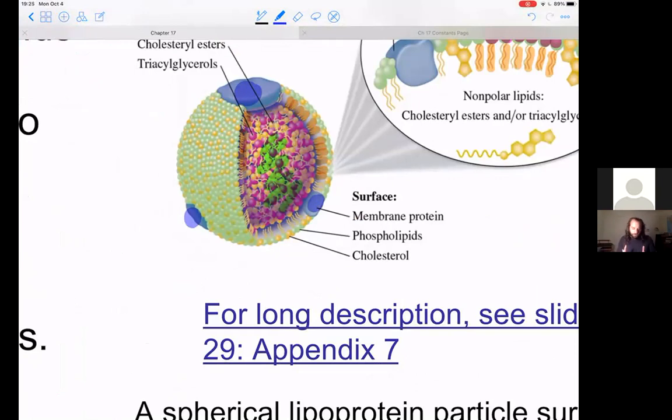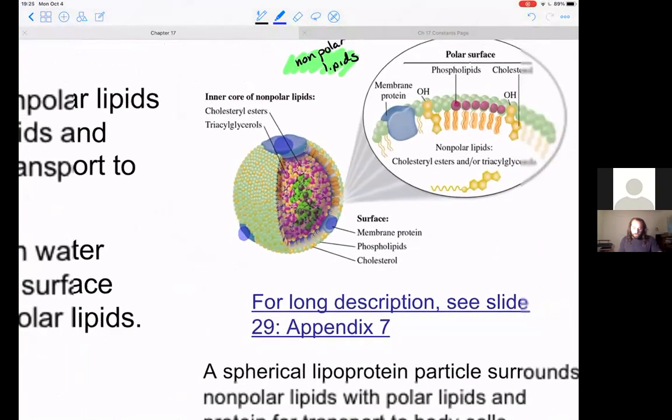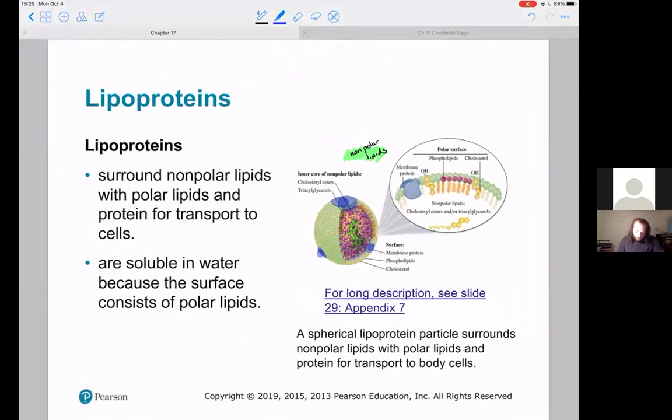But the bubble itself is really made of these phospholipids, where they have the polar head, which is exposed to the polar outside environment, and then the nonpolar tails, which are keeping all those nonpolar lipids inside happy.